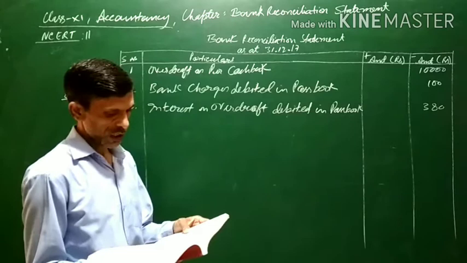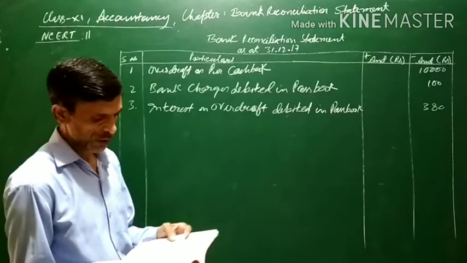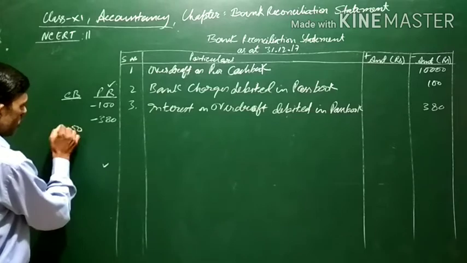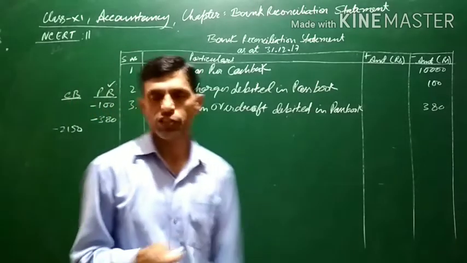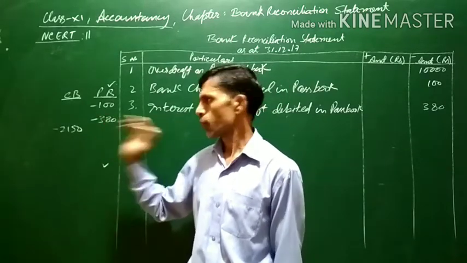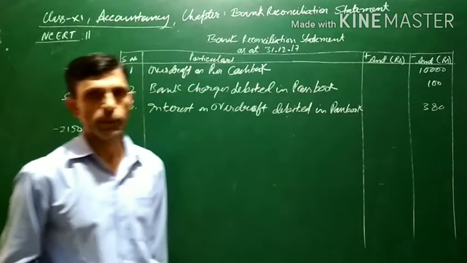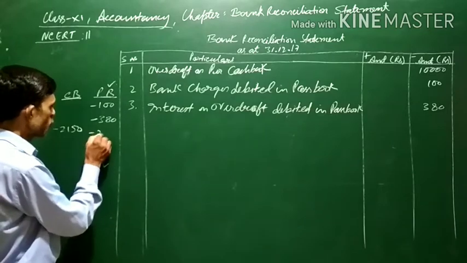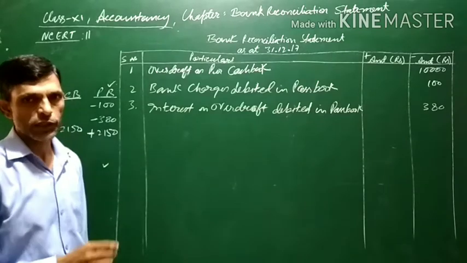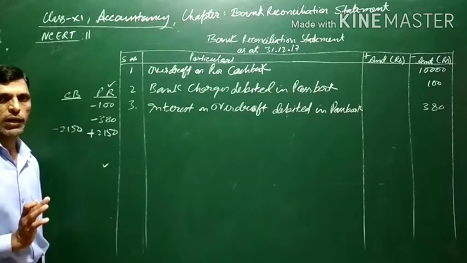Next: the check issued but not cashed prior to 31st December 2017. There is a check which has been issued of 2150. When a check is issued, it is shown as a deduction in the cash book, reflecting as a payment. But this check has not been encashed, meaning it has not been presented to the bank for payment. So there will be no deduction of 2150 in the passbook. So there will be an addition of 2150, an excess balance of 2150 reflected in the passbook.